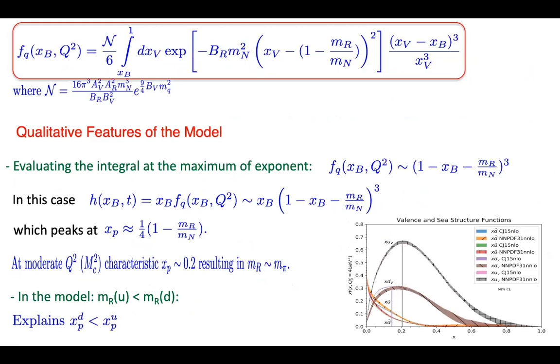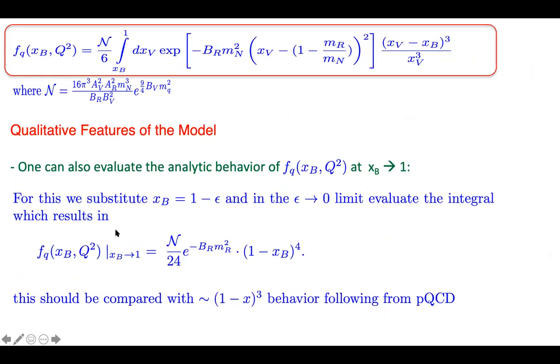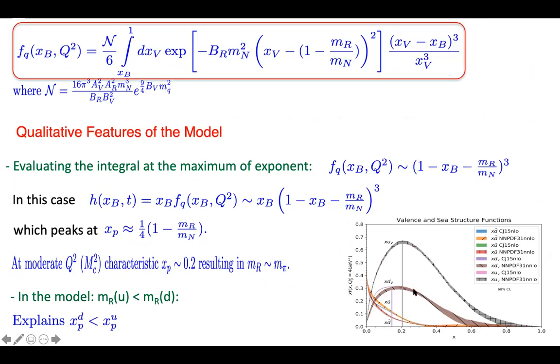And there are a few qualitative properties of this calculation, such that it predicts in a model independent way that the peak of this distribution is proportional or related to the recoil mass of the system, and it's beautifully explained why the peak corresponding to the U quark is larger than the peak corresponding to the D quark.